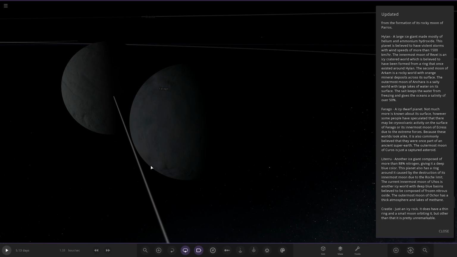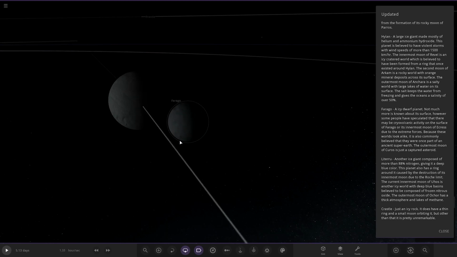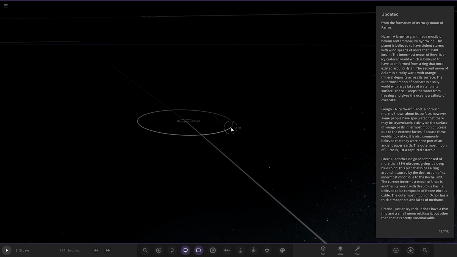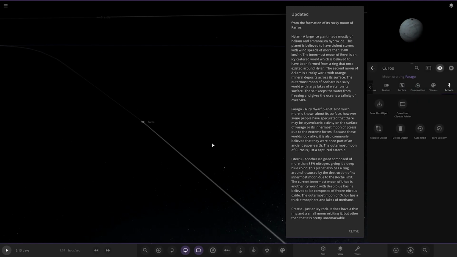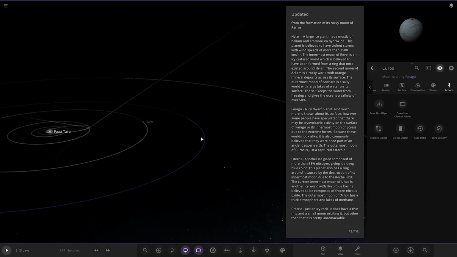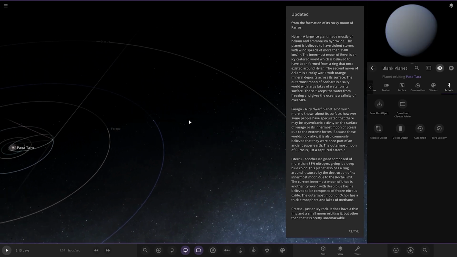It is also commonly believed that they were once part of an ancient super-Earth. The outermost moon of Curious is just a captured asteroid. So that's that object there. So not much going on over here. Okay, next up we've got this one.